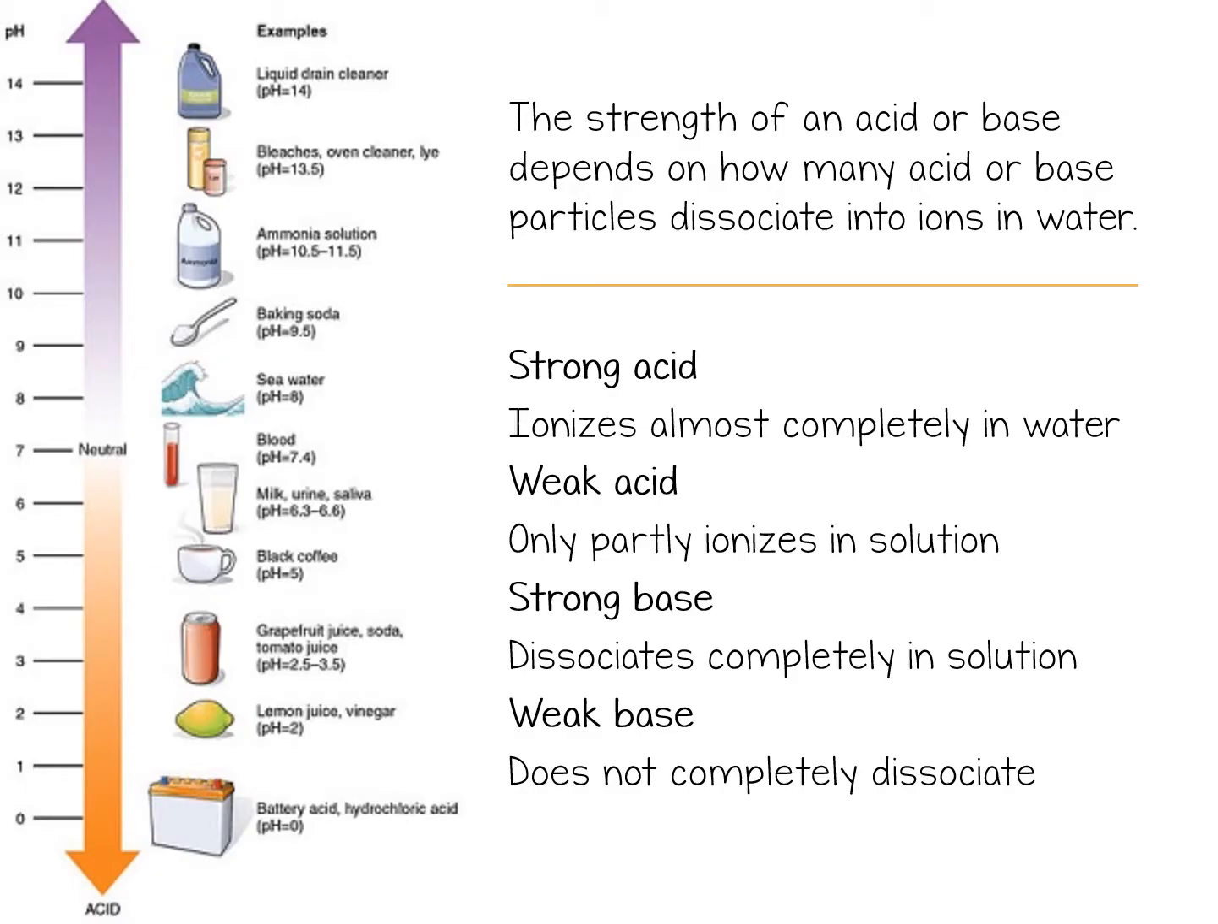Well, the strength of an acid or base depends on how many acid or base particles dissociate into ions when put in water. When a strong acid dissolves in water, nearly all the acid molecules dissociate into ions. These would be acids such as hydrochloric acid and sulfuric acid, like what is found in car batteries. This is the same for a base. When a strong base dissolves in water, it will dissociate completely to produce ions.